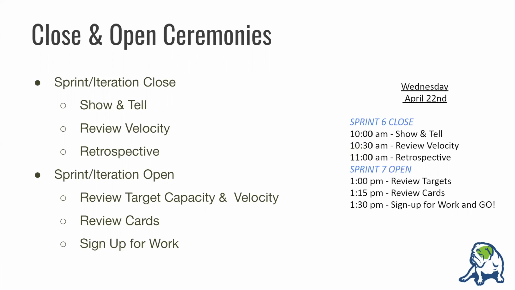We have an example on the right-hand side where it's Wednesday, April 22nd, and we're going to close out sprint 6. At 10 o'clock, we're going to have our show and tell. At 10:30, we're going to review our sprint velocity. Usually, show and tell should only take about a half an hour because, again, you're going over a very short time frame with very specific deliverables that you had. Everybody knows what they are. Everybody knows how they should look and how they should react. You've been able to focus in on those things, so they typically go pretty quickly and pretty smoothly.